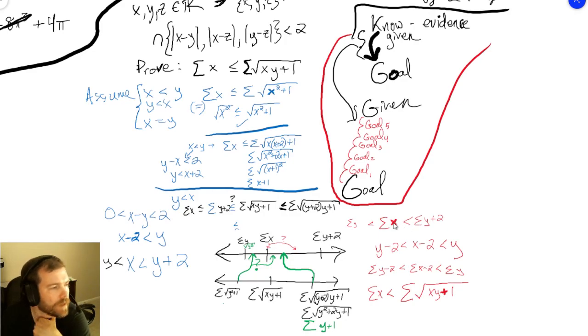Alright, so we know that the sum of all x's is less than the sum of all y plus 2's. So here if we do this, sum of all x's, we want to prove, we haven't done it yet, sum of all x's is less than the sum of all square roots of, here we go with y plus 2 be on the upper end. We actually want the lower bound, I think.